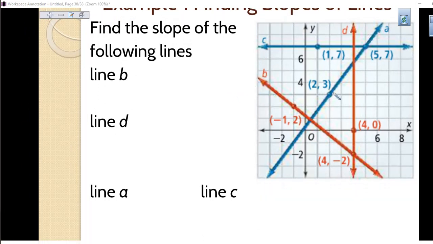Now, if they give you the graph, you can actually count to find your slope. You would count your rise over your run. But it doesn't always give you the graph of the line. Sometimes it just gives you the points. So let's take a look.